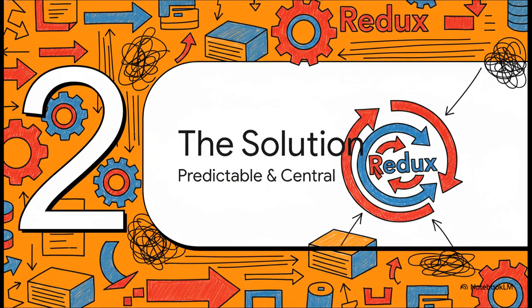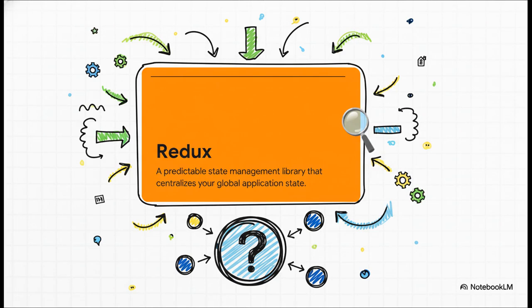Okay, but what if there was a way to escape this mess? A way to make everything orderly, predictable, sane? Well, this is where Redux comes into the picture. It's the solution designed specifically to bring structure and clarity to exactly this kind of chaos. So what exactly is Redux when you boil it down? It's a library that takes all your app's global state and puts it into one single central location. And that's centralization. That's the absolute key to making your data flow predictable.